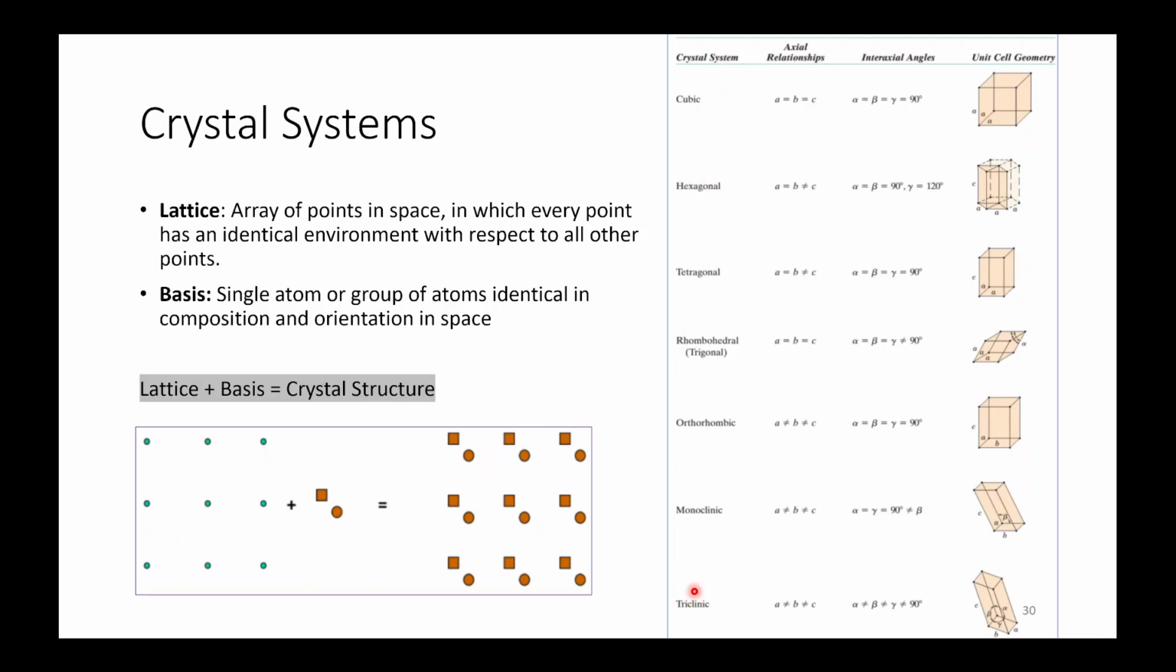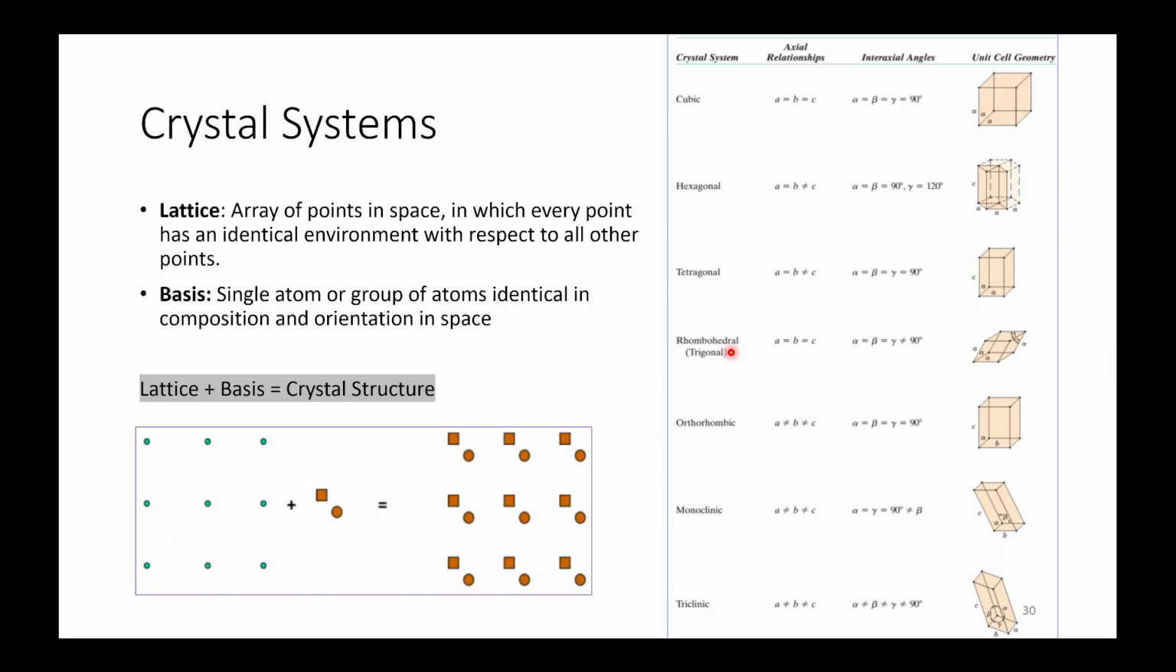Now there are mainly 7 crystal systems: cubic, hexagonal, tetragonal, rhombohedral, orthorhombic, monoclinic and triclinic. In case of cubic, all axial lengths will be equal and all the angles will be 90 degrees. In case of hexagonal, a and b will be equal and c won't be equal, so c will be in this direction, alpha and beta will be 90 degrees and one angle will be 120. In case of tetragonal, c won't be equal to a and b.